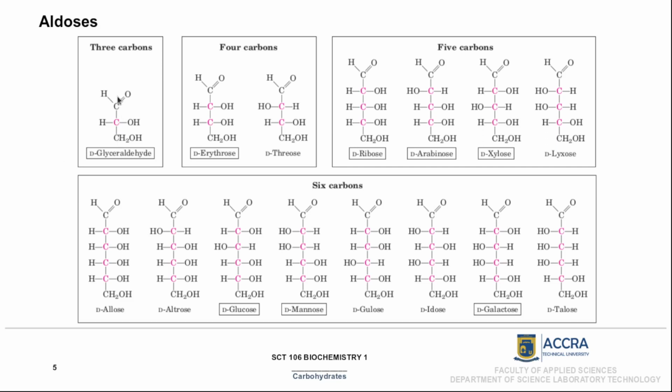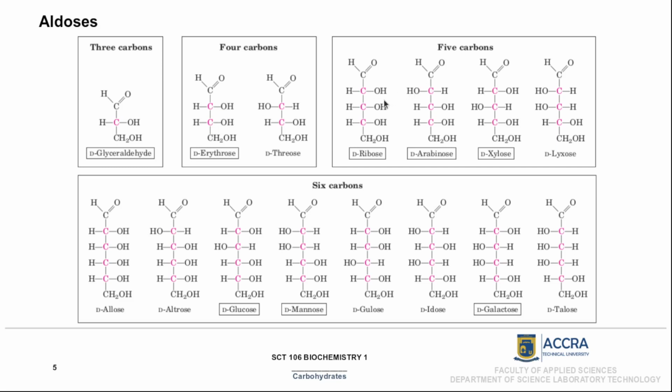So, for instance, you have 3 carbons. If you take the number of the carbons in the aldoses as n, for you to find the number of chiral centers in the molecule, you subtract 2 from the number of carbons in the structure of the aldose. So 3 minus 2 gives you 1, and thus glyceraldehyde has 1 chiral center. 4 carbons, 4 minus 2 gives you 2, and thus you have the 2 chiral centers here.